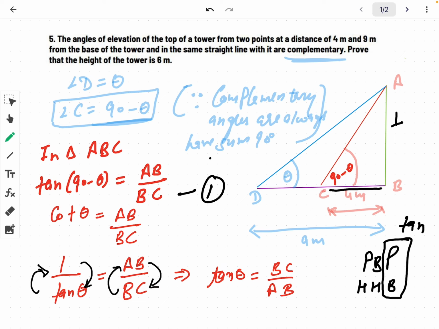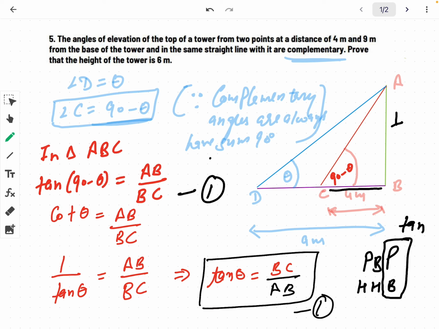Or simply we can also say that tangent theta was in division on this side and went to that side to become multiplication. BC was in division on this side, so it becomes the numerator and the numerator becomes the denominator. In this manner we can say tangent theta is equal to BC upon AB. So this is our equation number 1, the same, we have just modified it.